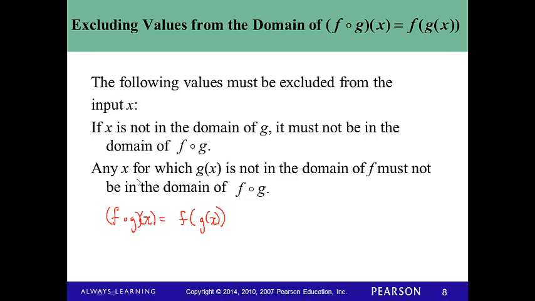Then any x for which g of x is not in the domain of f, let's read that again. Any x for which g of x is not in the domain of f must not be in the domain of f∘g. So that's saying the same thing again. If it doesn't work for g, it's not going to work for f, or f∘g.